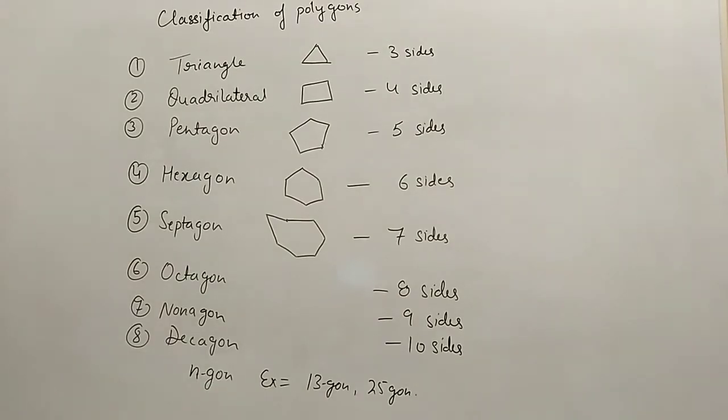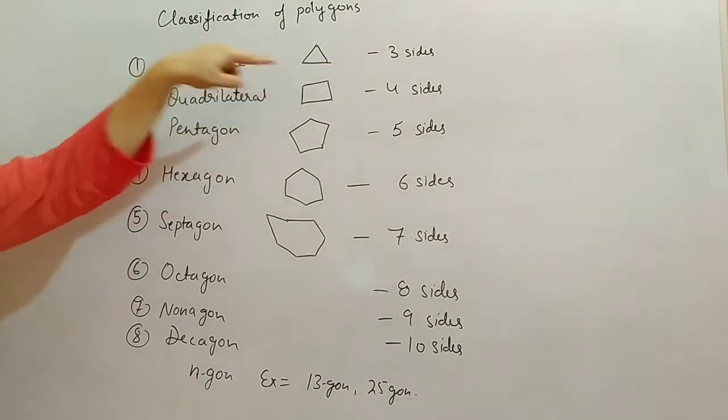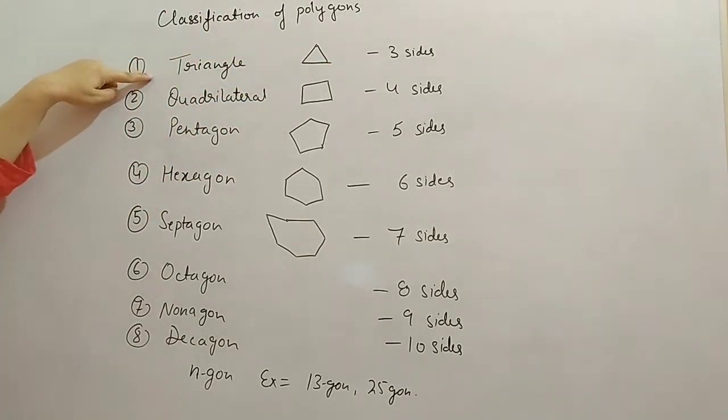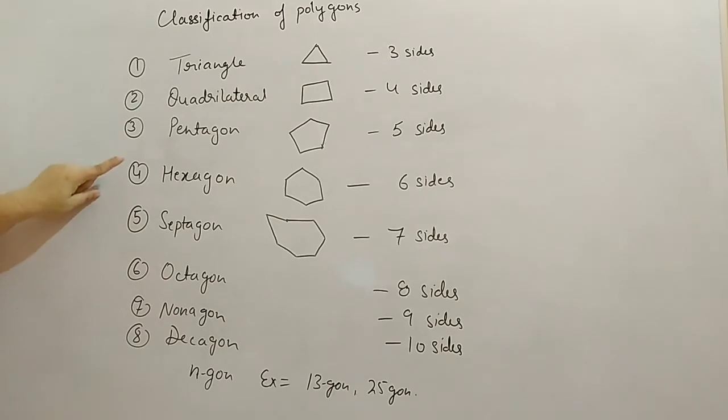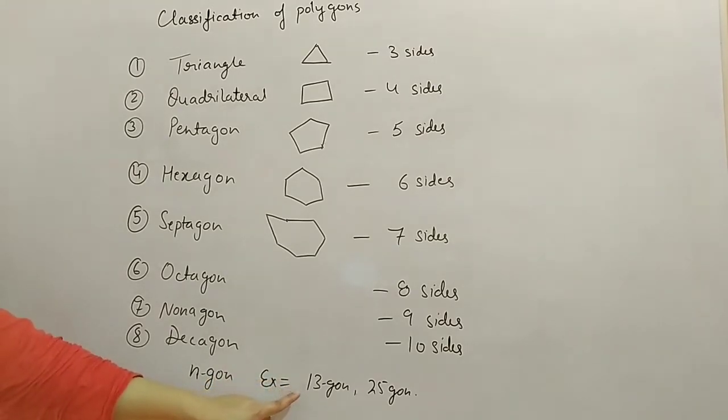Next is classification of polygons based on their sides. To make a polygon, we need a minimum of 3 sides. With 3 sides, the polygon name is triangle. A 4-sided polygon is a quadrilateral, 5-sided pentagon, 6 sides hexagon, 7 sides septagon or heptagon, 8 sides octagon, 9 sides nonagon, and 10 sides decagon. If it is more than 10, then we will use n-gon. Suppose sides are 13, so 13-gon. If sides are 25, then 25-gon.